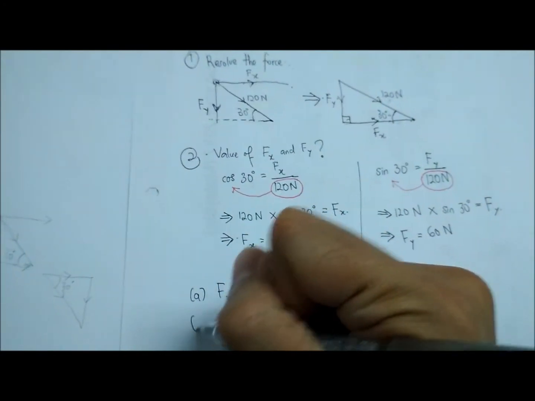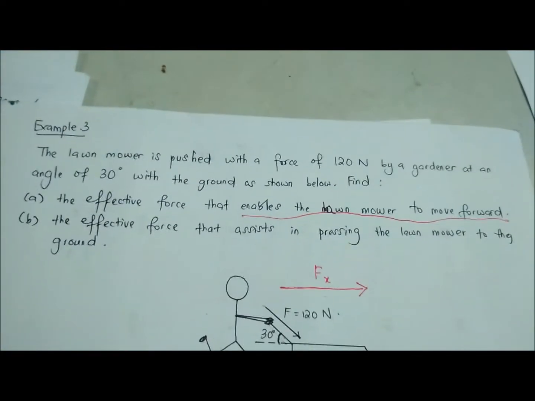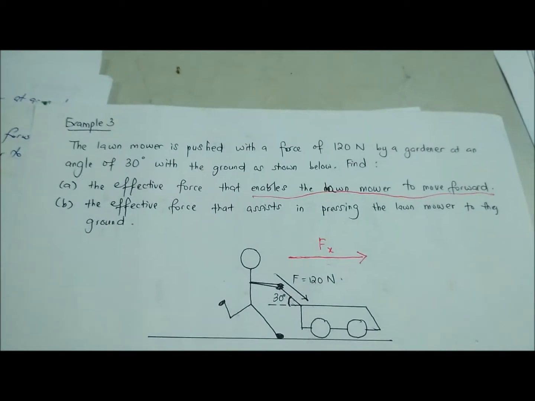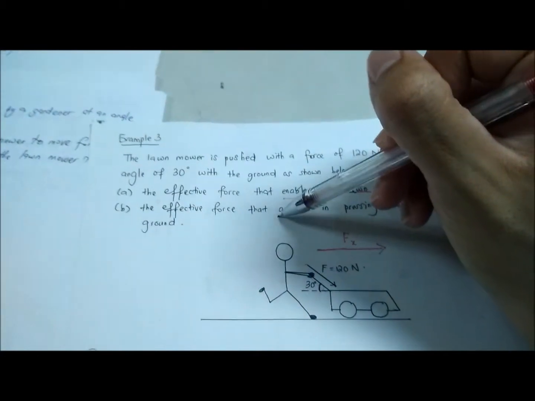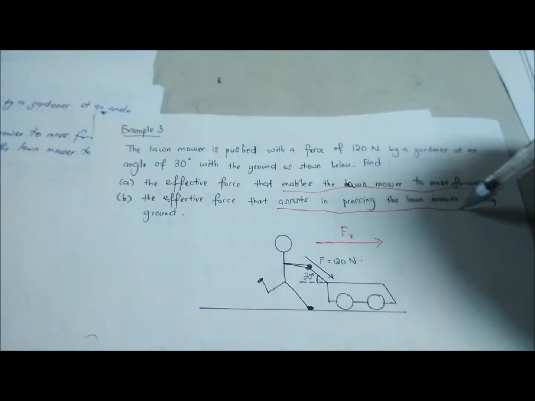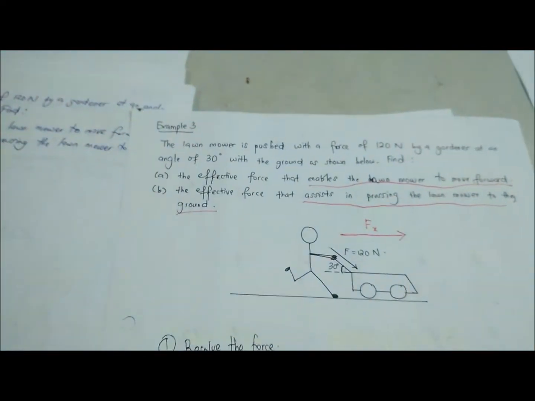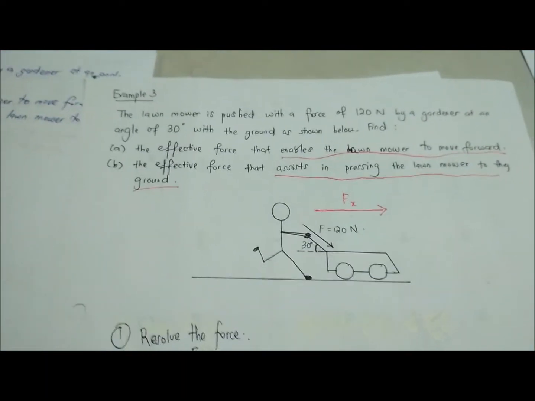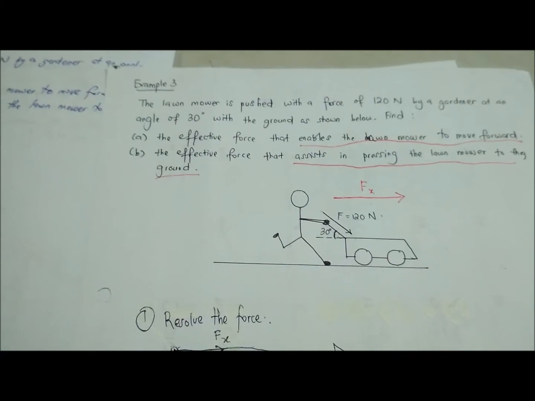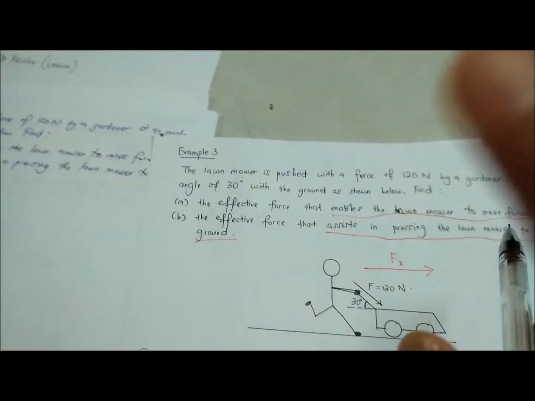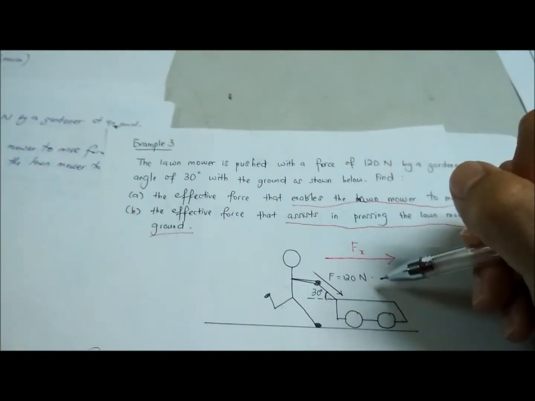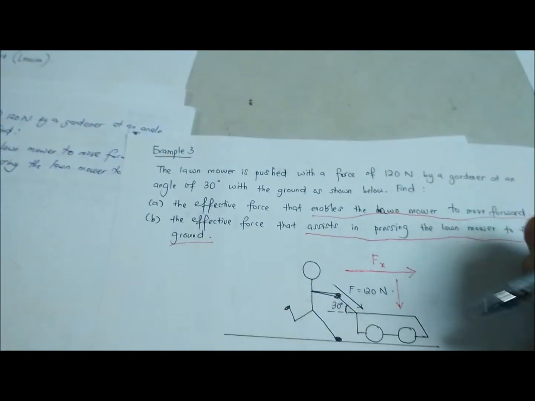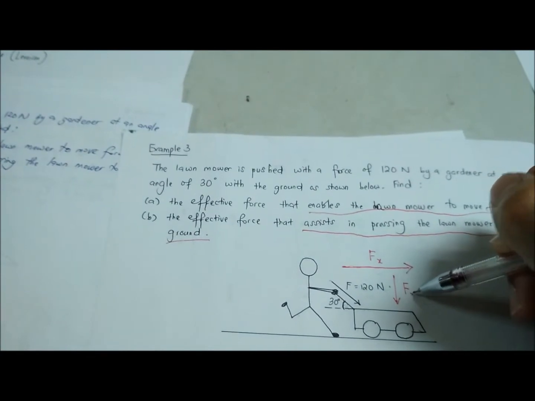Okay, now B. Find the effective force that assists in pressing the lawnmower to the ground. Okay, the keyword here is assist in pressing the lawnmower to the ground. So, which force pushes the lawnmower to the ground? Presses the lawnmower to the ground. In this case it is Fy.